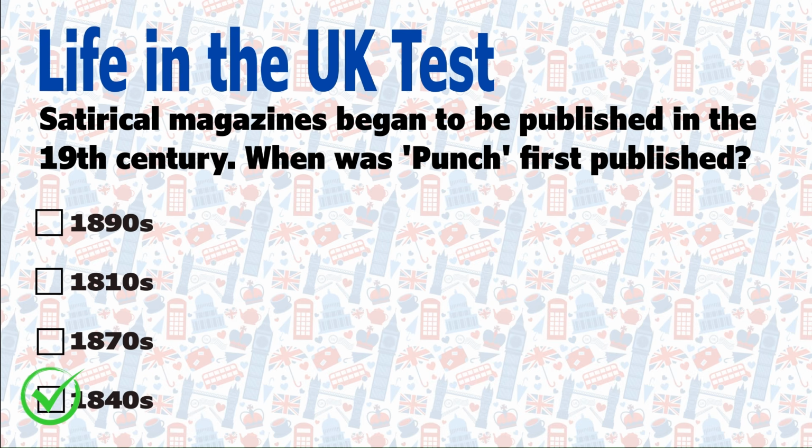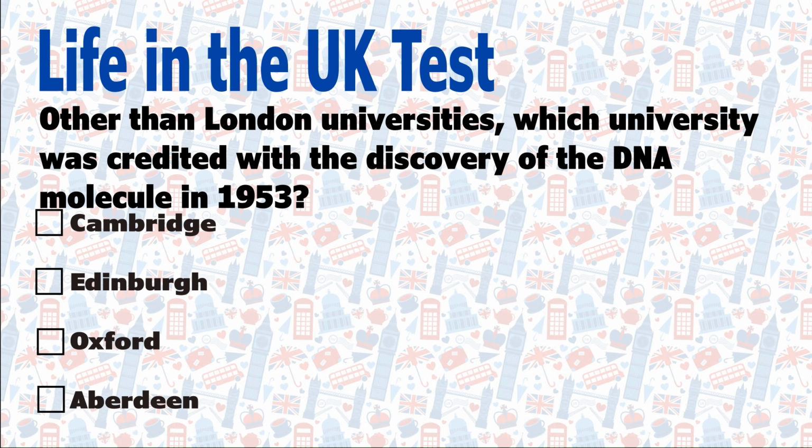Punch was published for the first time in the 1840s. Other than London universities, which university was credited with the discovery of the DNA molecule in 1953? Cambridge, Edinburgh, Oxford, Aberdeen.